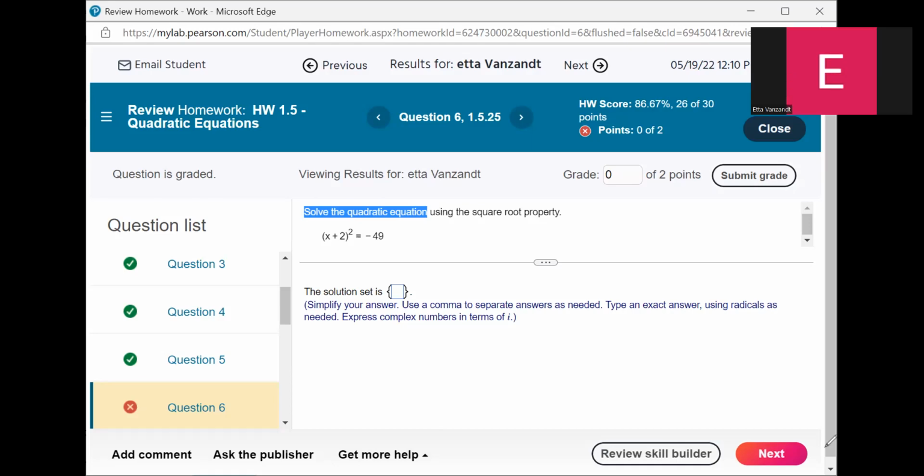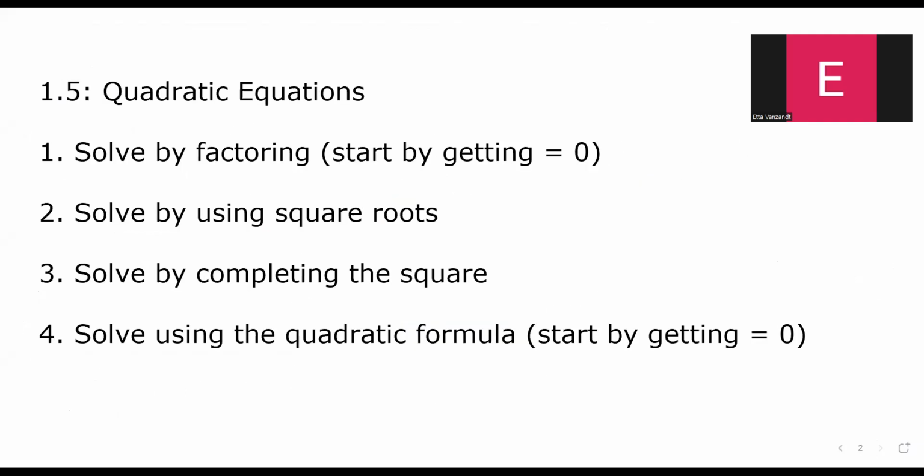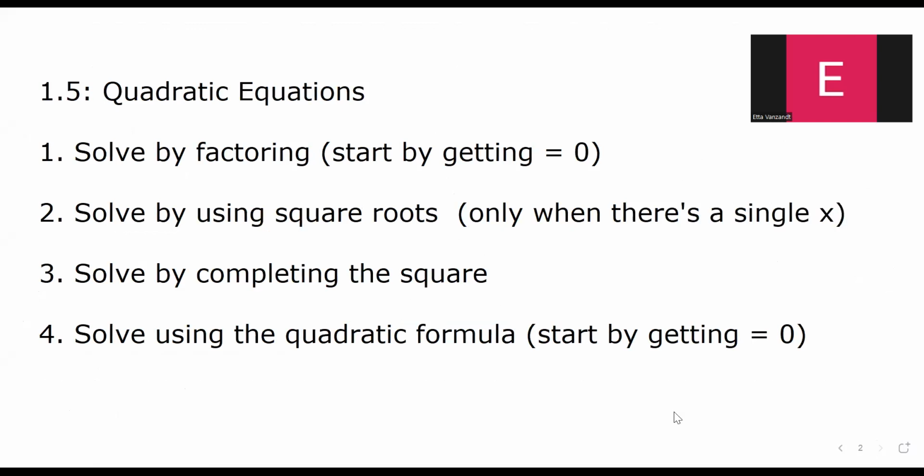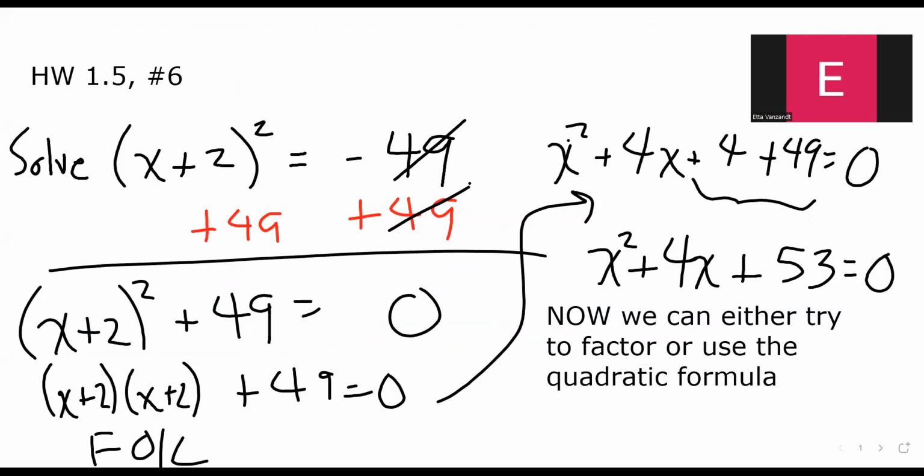If you go back to this list of techniques here, the one about solve by using square roots, this is only when there's a single x. That is the cue that you should consider solving using square roots. And if we go back to the problem, which I'm going to highlight in yellow because it got all hacked up a little bit, how many x's do you see in that problem? 1. Bingo. So this is a perfect candidate for solving a quadratic equation using square roots.